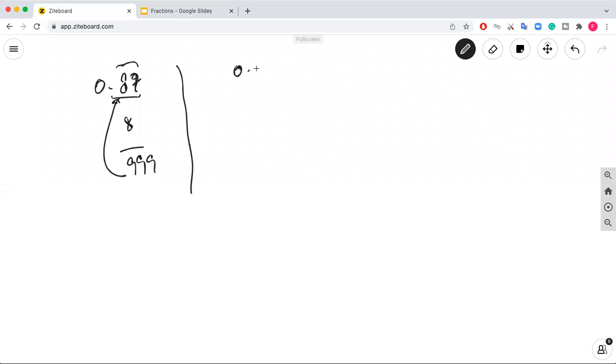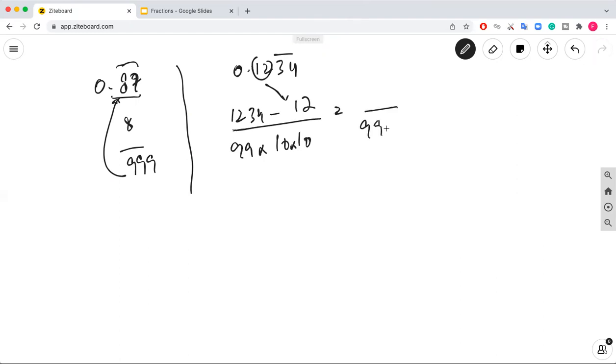In another case, let's suppose we have 0.1234, and only 34 is the repeating pattern. In that case, that will be the total value minus the non-repeated value 12, divided by 9 for each of the 2 repeating decimals, 34, so two 9s, and for each non-repeated decimal, a 0. There are 2 such decimals, that's why two 0s. So this is whatever the value divided by 9900. Nine for each repeating digit and 0 for each non-repeating digit.